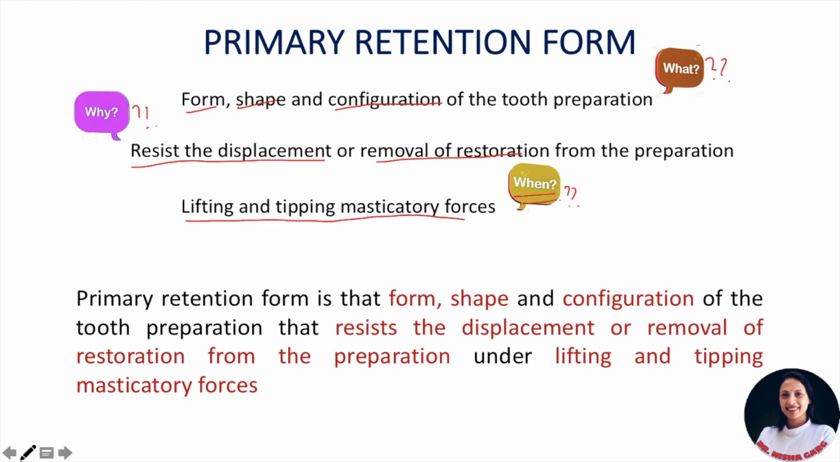So now let's compile the definition. Primary retention form is that form, shape, and configuration of the tooth preparation that resists the displacement or removal of the restoration from the preparation under lifting and tipping masticatory forces.